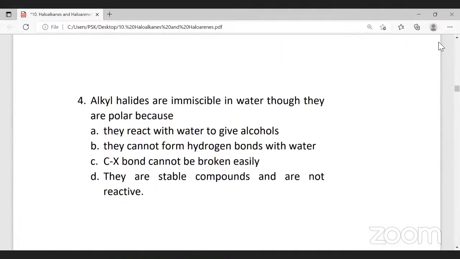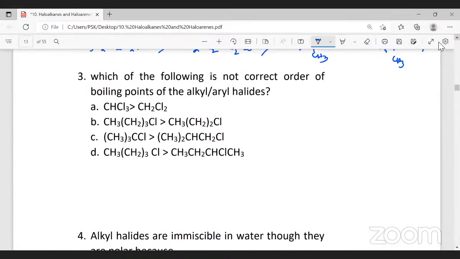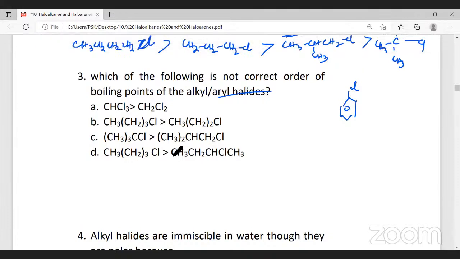The third question is, which of the following is not the correct order of boiling point of alkyl or aryl halide? We are not talking about aryl halides. Aryl halides means ring compounds, benzene ring compounds. So here none of them is an aryl halide. All are alkyl halides. Which of the following is not the correct order of the boiling point?